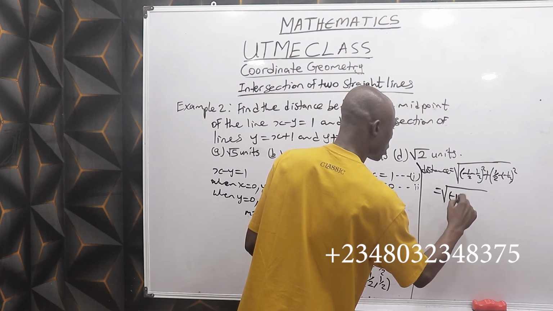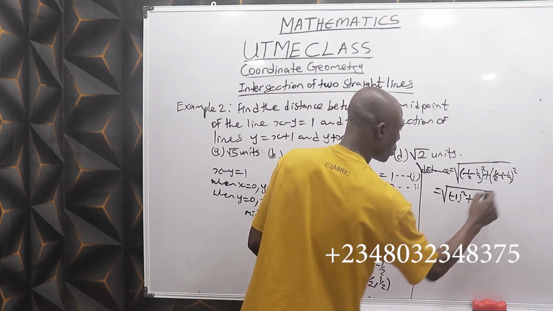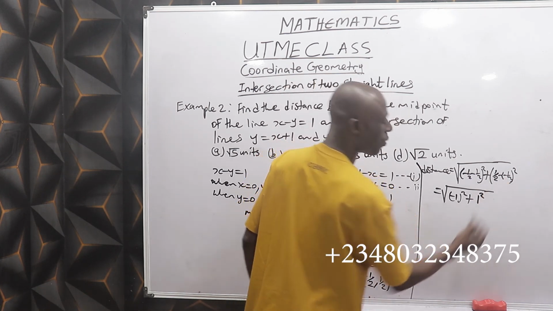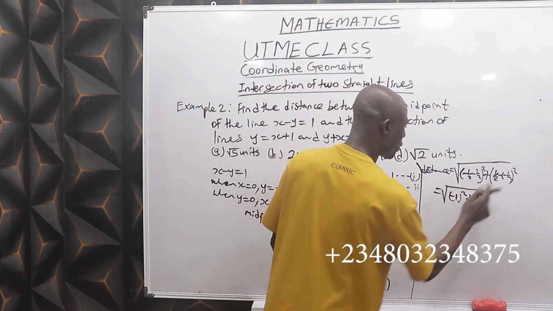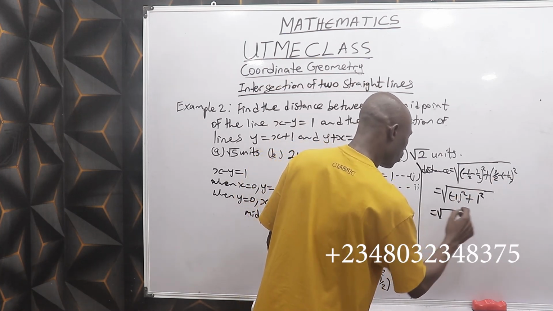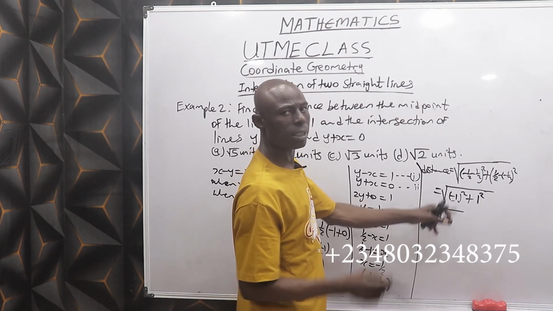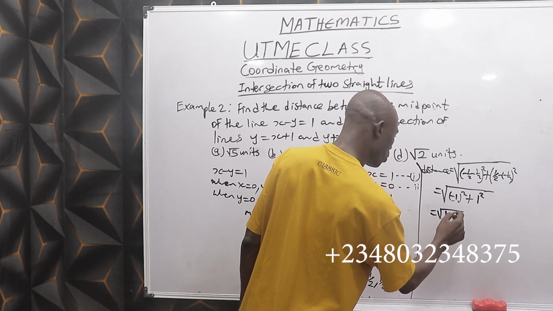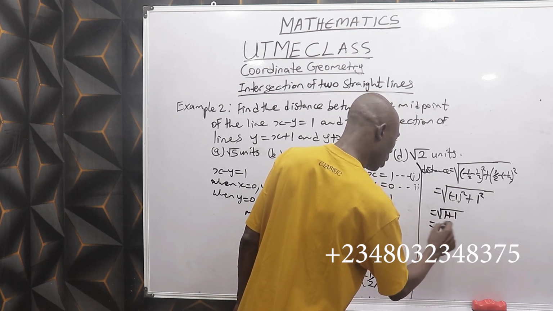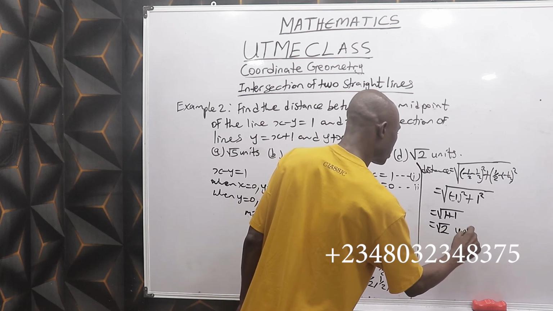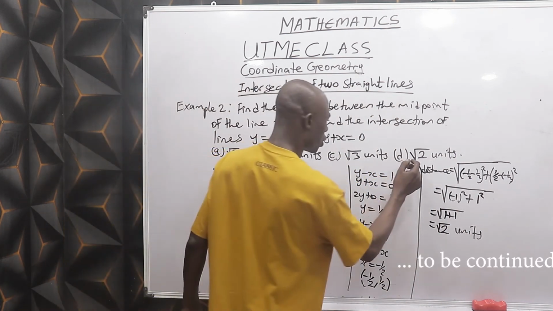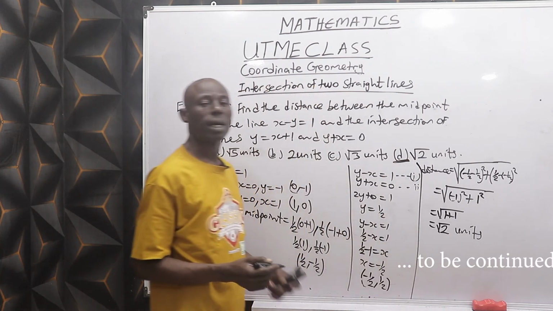minus 1 all square plus 1 square, because negative times negative is positive. Half plus half is 1. Square root of, when you square negative 1, it gives you positive 1. Plus square positive 1, it gives you positive 1. 1 plus 1 is 2. That is the answer. And that tallies with option D. Option D is the correct answer.